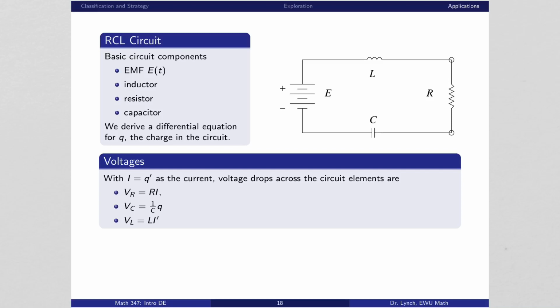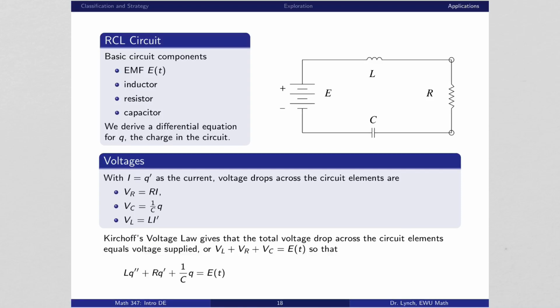Okay, so these assumptions together with Kirchhoff's voltage law say that the total drop across the circuit elements is equal to the voltage supplied, or V sub L plus V sub R plus V sub C equals E of t, gives us actually a differential equation for Q, the charge. In this differential equation, Q is the unknown function, and we can see that this is actually a second order equation, which we'll again have a better look at next chapter, but for the time being we're going to go ahead and look at just RC circuits.